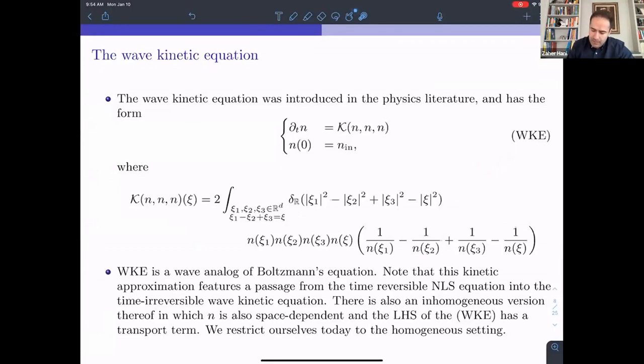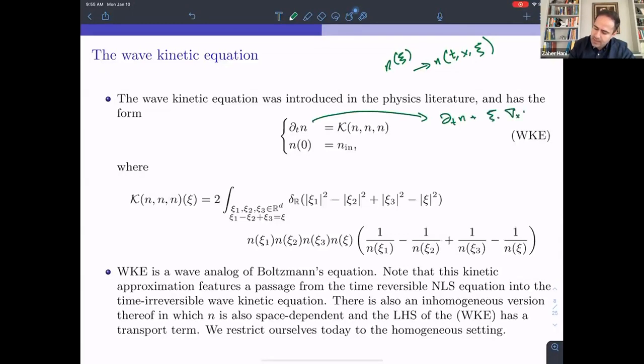And I should mention that there is an inhomogeneous version where N becomes space dependent as well, N of t, x, xi, and in this case, instead of d_t n, you would have d_t n plus xi dot gradient_x of n on the left-hand side, and the right-hand side remains the same. I won't be discussing this inhomogeneous version today. We'll restrict to the simpler setting of the homogeneous equation.